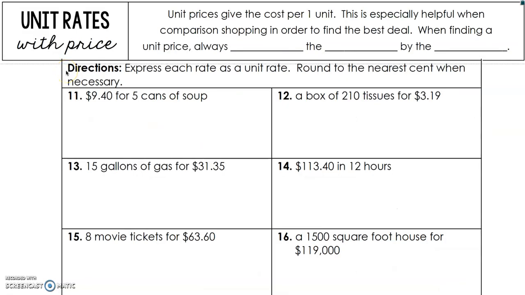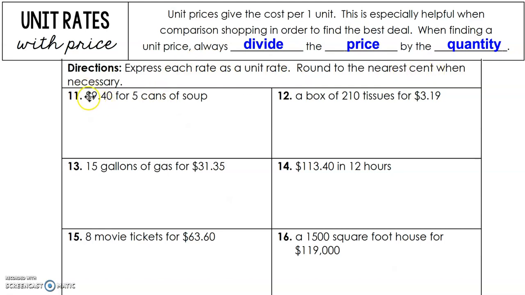Next, we're going to talk about unit rate with price. This is going to be really helpful for when you go comparison shopping. If you go to the supermarket and want to compare 2 different brands, this is going to help you find the better deal. It tells you the cost per 1 unit. Now, to find the unit price, which is exactly the same as the unit rate, you need to do it a specific way. You always divide the price by the quantity. So price is always going to be our numerator. So express each rate as a unit rate and round to the nearest cent, because we're talking about money.